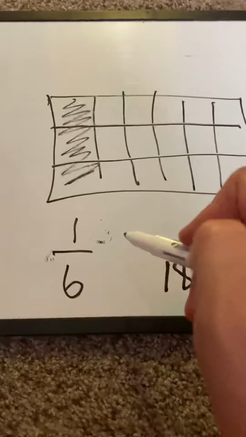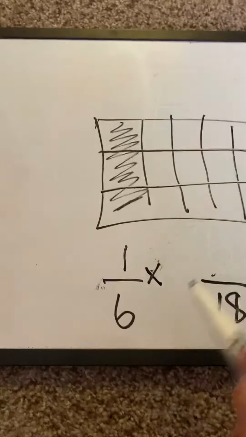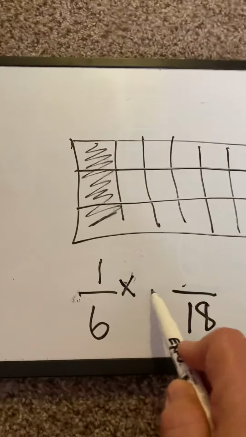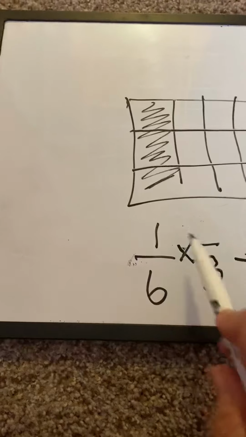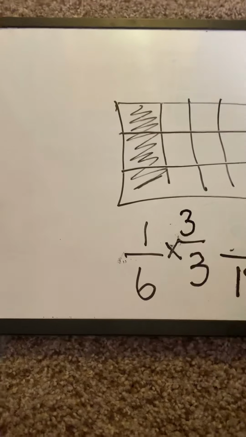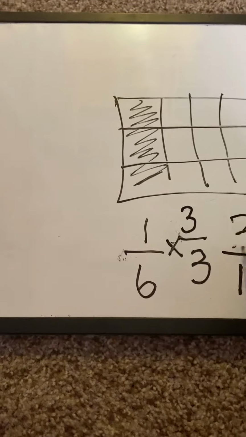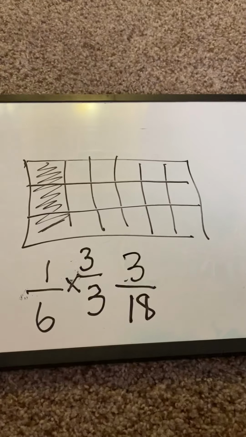So you ask yourself, what would be the multiplication sentence? What would I multiply by 6 to get 18? 3. What would I multiply up top? Same number, 3. So 3/18 is also equivalent to 1/6.